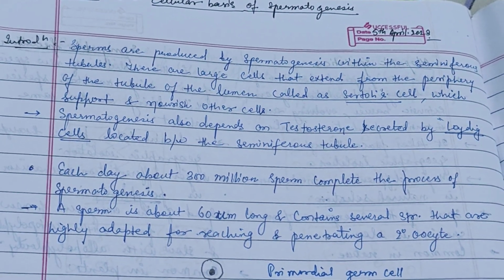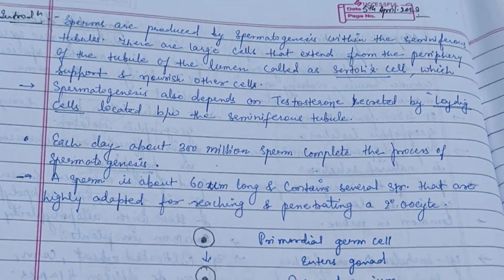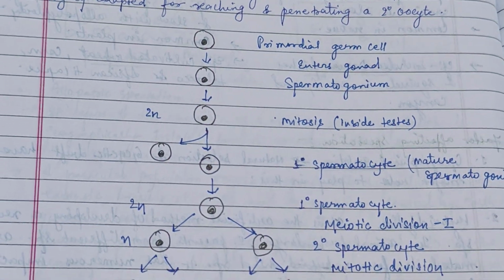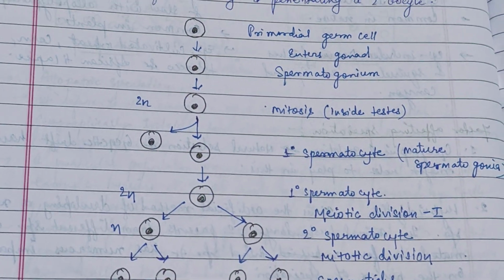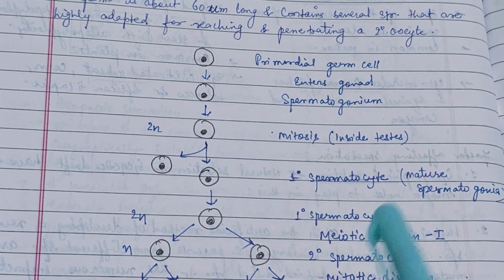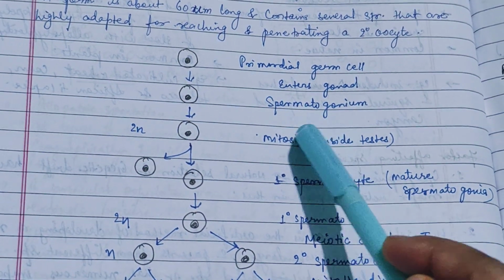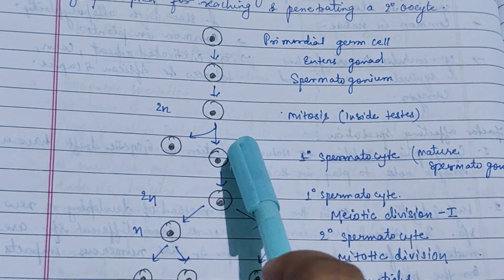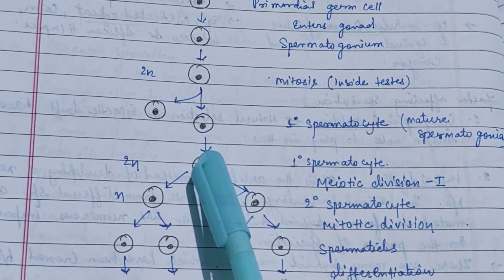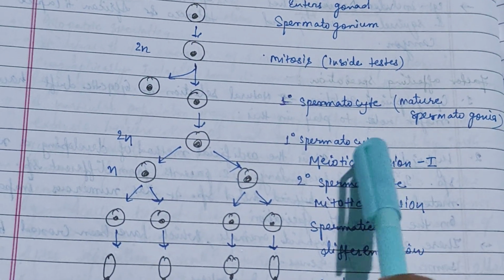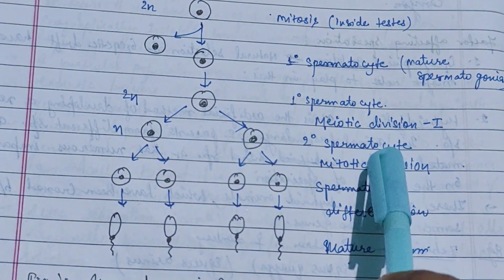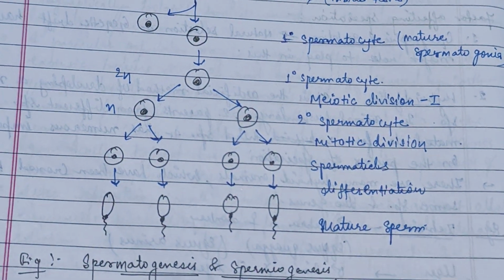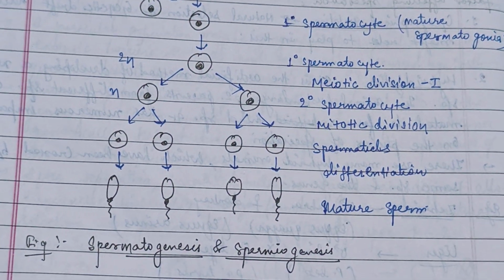So here is a short description of spermatogenesis, and each day about 300 million sperms complete the process of spermatogenesis. Here is a flow chart of spermatogenesis. The primordial germ cells enter the gonads, known as the spermatogonium. Then by mitosis, with a diploid number of chromosomes, the primary spermatocyte or mature spermatogonia are formed, and then the first meiotic division occurs, forming the secondary spermatocytes. Then the second division forms the spermatids, and differentiation forms a mature sperm.